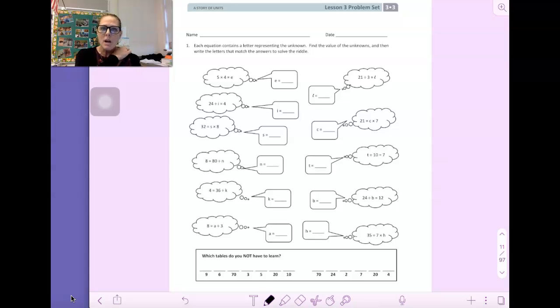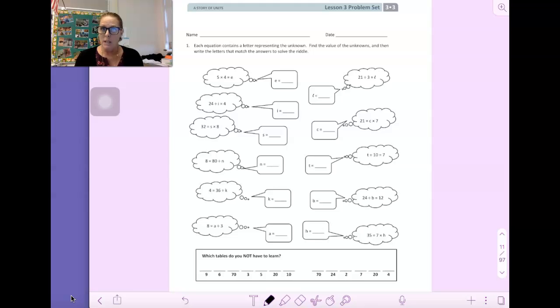The first problem is a whole page. So you're going to be solving these equations. Some are multiplication, some are division. And they've used a variable. So they've used a letter to represent the unknown answer.